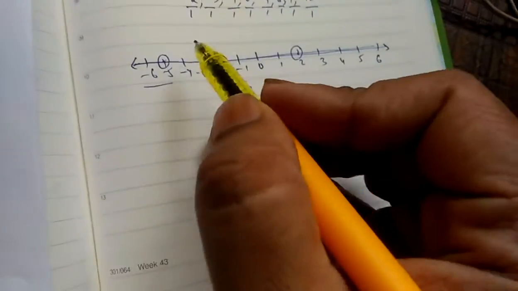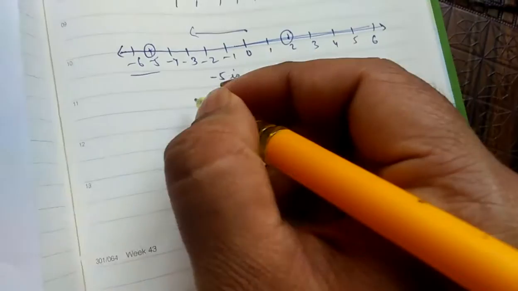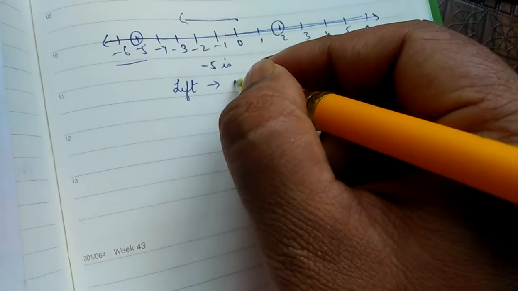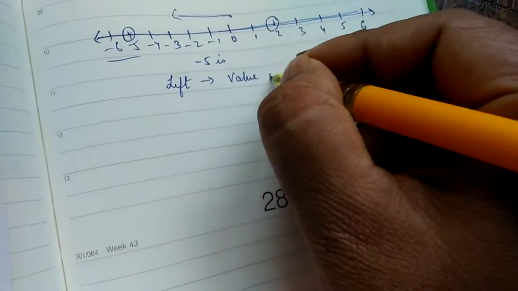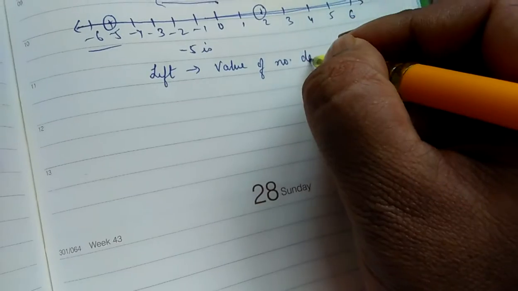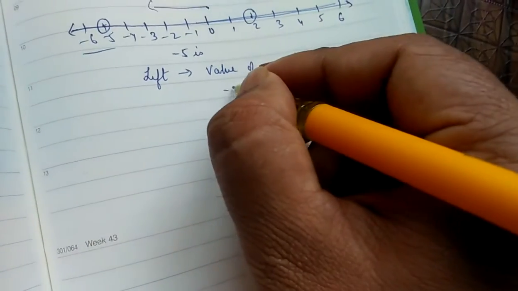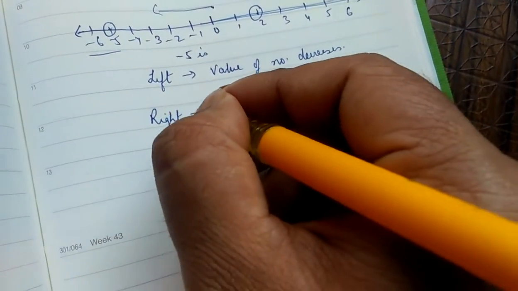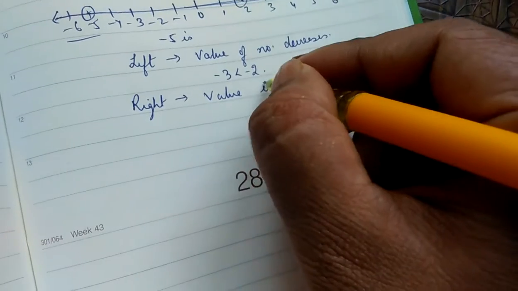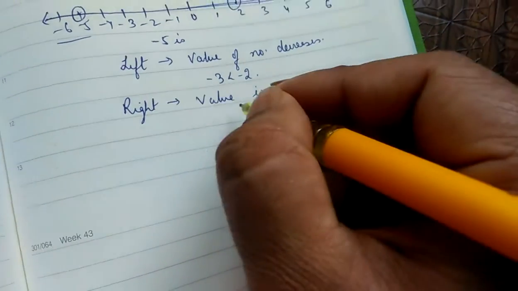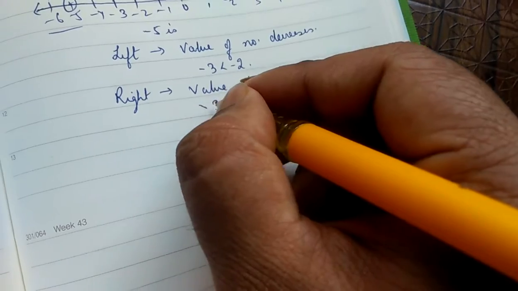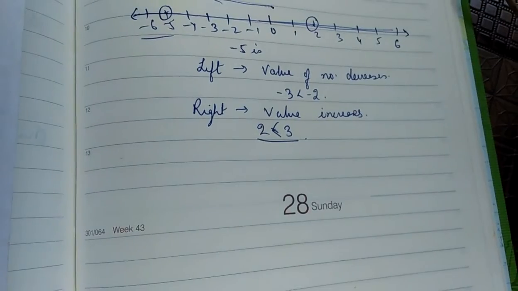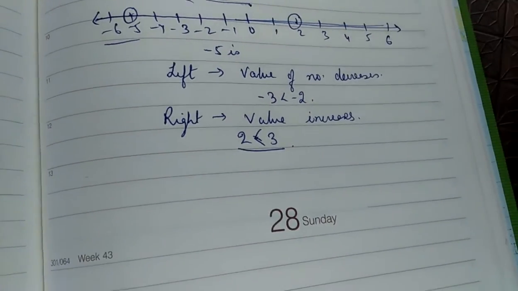As we go left, the value of a number decreases. So -3 is less than -2. As we go right, the value increases. So 3 is greater than 2. Let's understand a few other things.